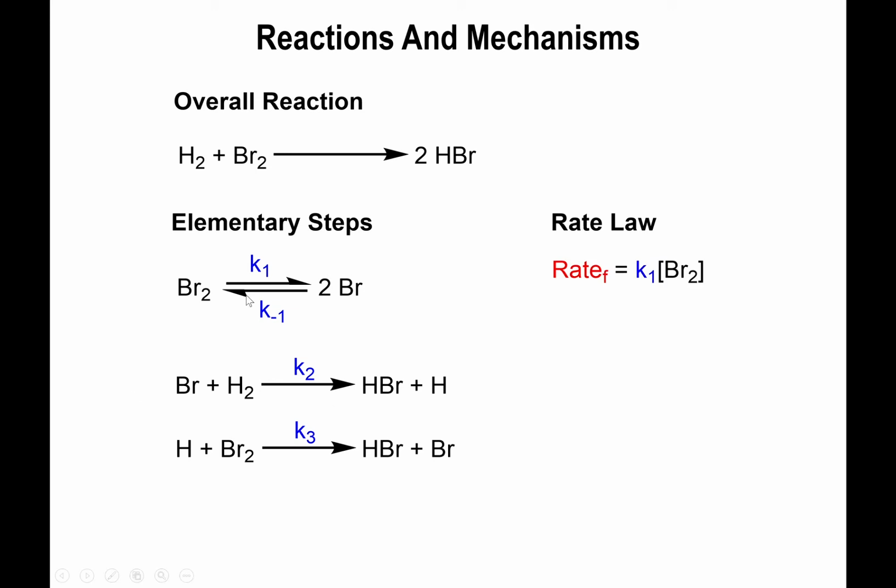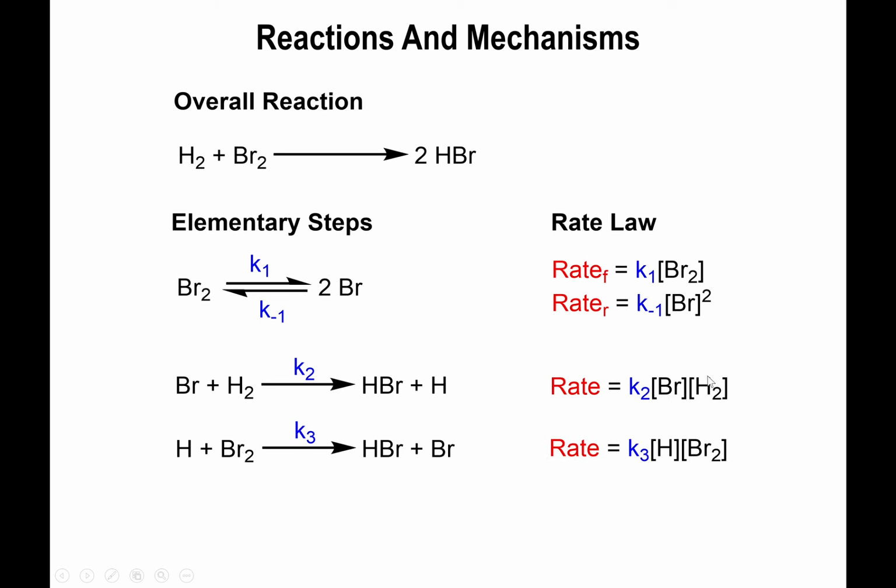So for the first reaction, the rate forward is K1 times Br2, which is the reactant. The rate backwards, which is basically going from the two Brs back to the Br2, is going to be K minus 1 times the concentration of Br raised to the second power. This third reaction is simply K2 times Br times H2. And the last one is going to be K3 times H times Br2. These are all the rate laws that you can derive for every single step present in this mechanism.